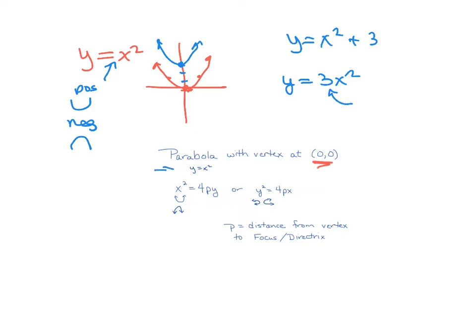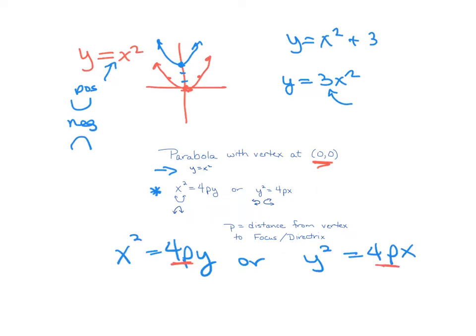This is what we were used to. Now the way that our equations are going to be, it's going to be x squared equals 4py, or if it's going to open left and right, look like a letter C, the variable y will be squared. And again, this 4p is always going to be in front of your non-squared term.